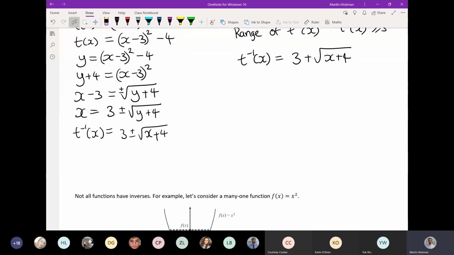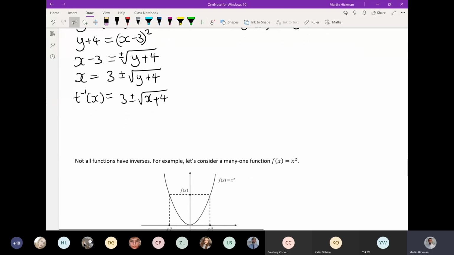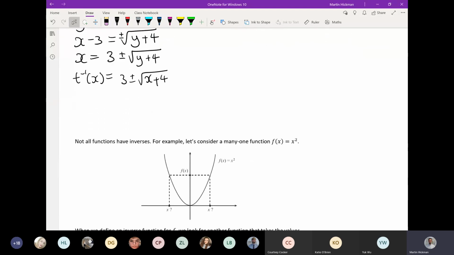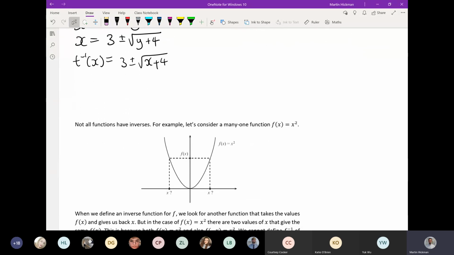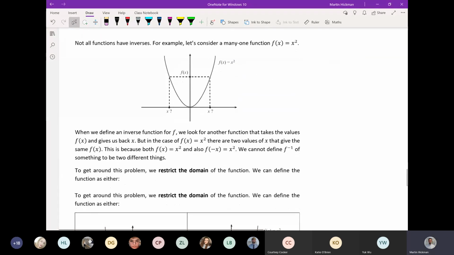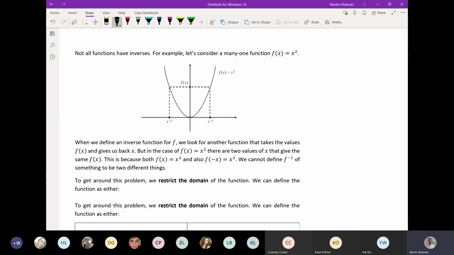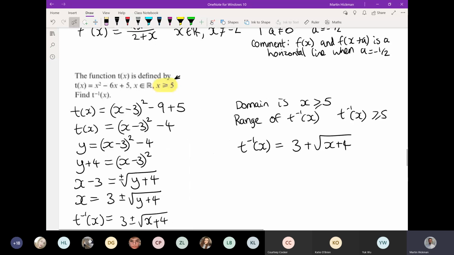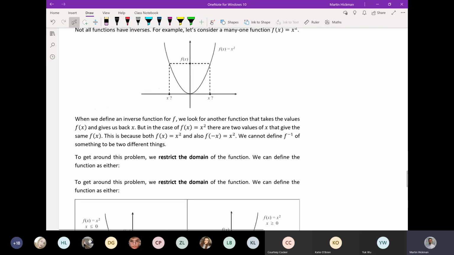Finally, there's just a little bit extra in the booklet. I'm not going to go through this in great detail, but it's just something to watch out for. It's kind of what we just talked about there. So not all functions have inverses right away, as we saw with that example. If you've got something like f of x equals x squared, that's a many-to-one function. So in order for that to have an inverse, we'd have to restrict the domain. So in that question, the domain was restricted to x is greater than or equal to 5.